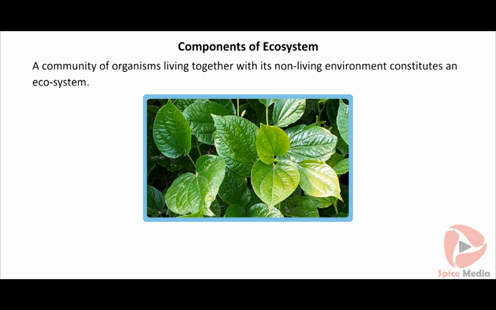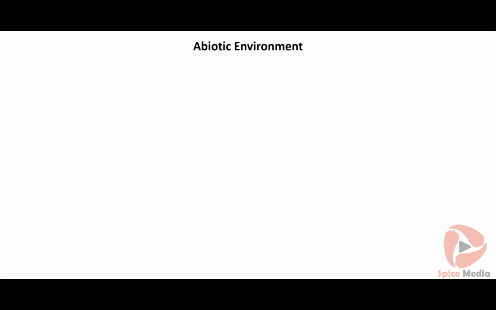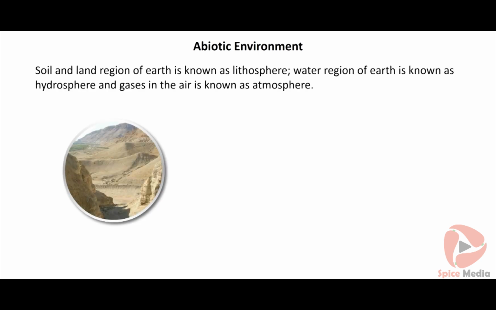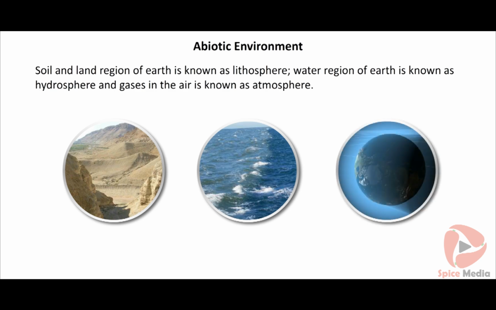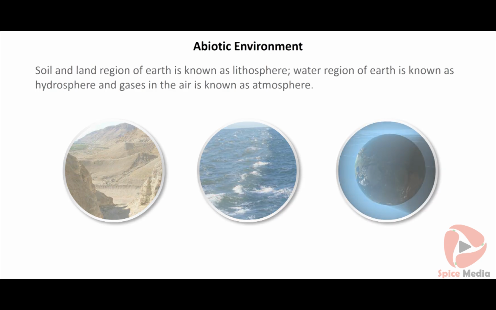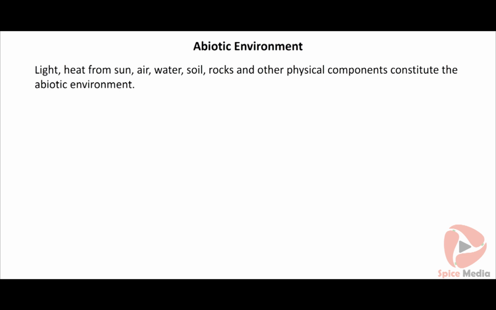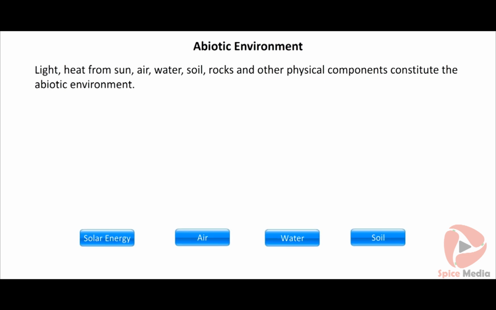Here is an activity. Find out whether the image is biotic or abiotic and know the answer. Abiotic environment. Soil and land region of Earth is known as lithosphere. Water region of Earth is known as hydrosphere, and gases in the air is known as atmosphere. Light, heat from the sun, air, water, soil, rocks and other physical components constitute the abiotic environment. Click on each of the components listed here one by one to learn about them in detail.